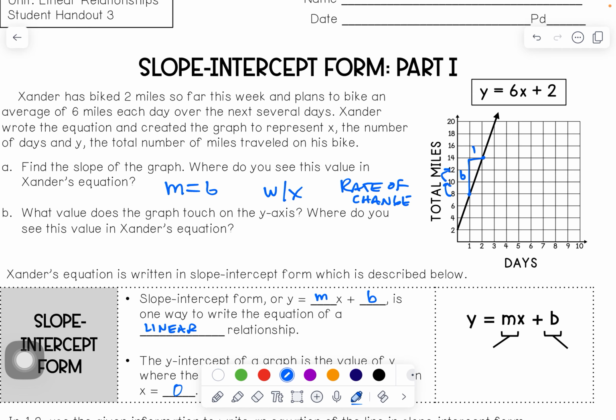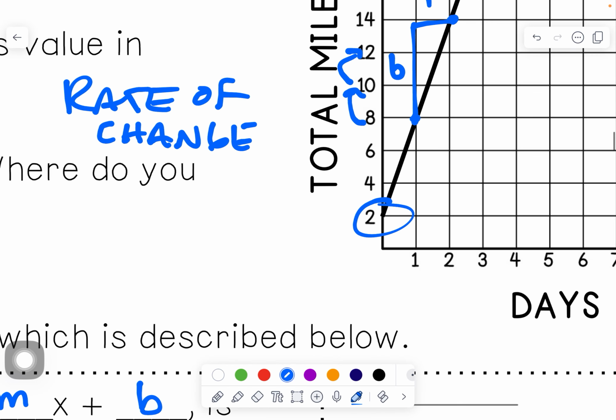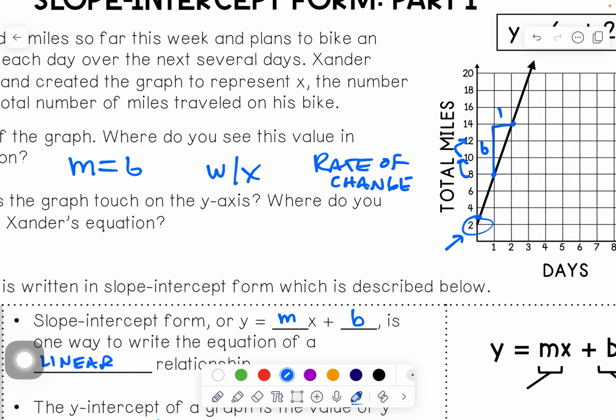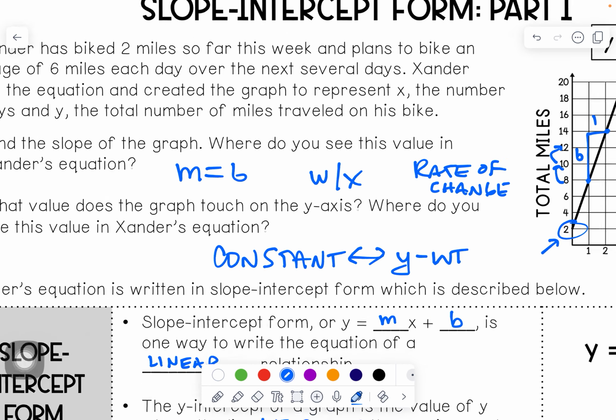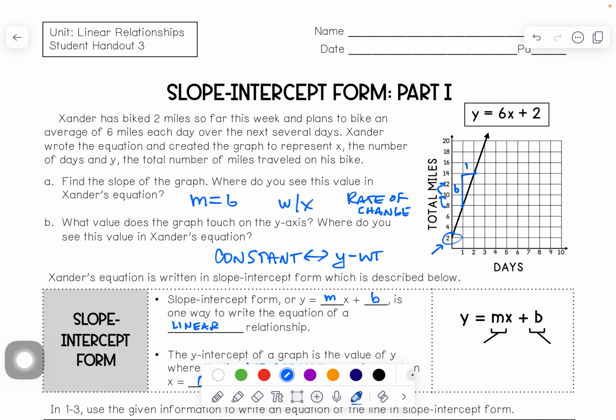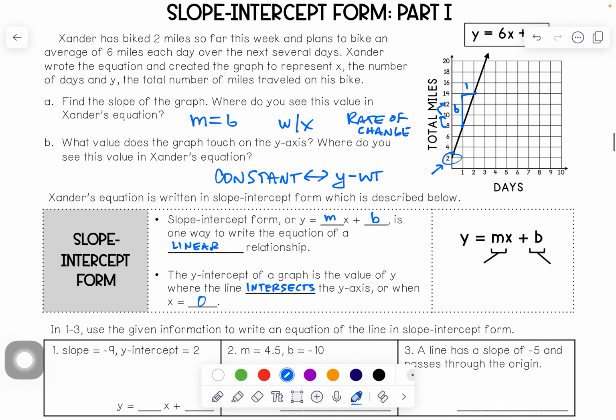All right, and it also says that he plans to bike an average of 6 miles per day. What value does the graph touch on the y-axis? Well, it says right here it touches 2. Where do I see that in Xander's equation? I see that as the constant. Okay, so we're saying the constant is the same as what we call the y-intercept, where the line touches the y-axis. So we're going to build that out today when we talk about y equals mx plus b.